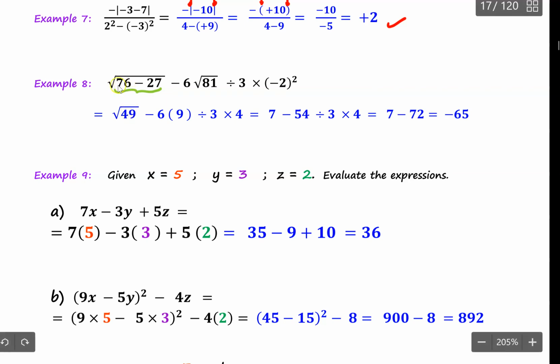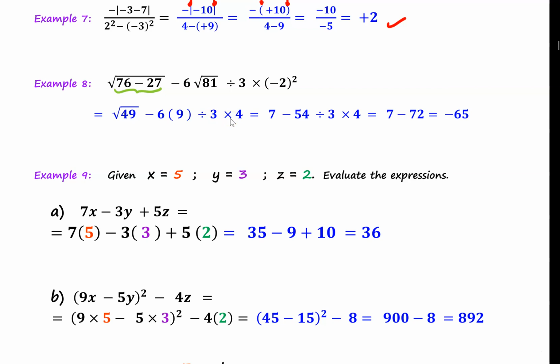Okay, so I have 76, I subtract 27, the result is 49, so I put square root of 49, subtract 6, square root of 81 is 9, so I write down the 9, and I divide it by 3. Why is it 4 here? Because negative 2 in the bracket, all of it squared will be equal to positive 4. So be very careful now on the very next step. So you see, I still rewrite what I need to have for the division of 3 multiplied by 4.